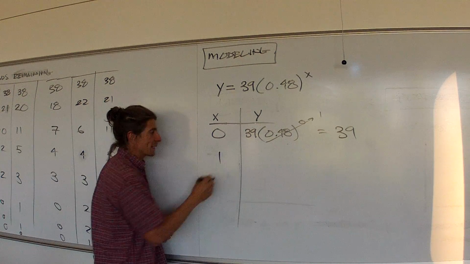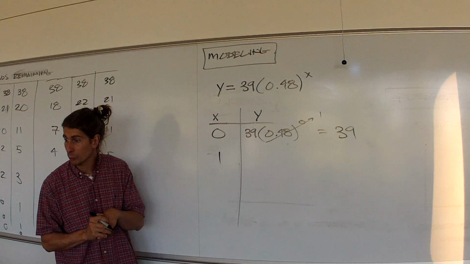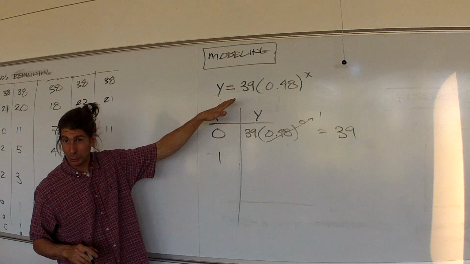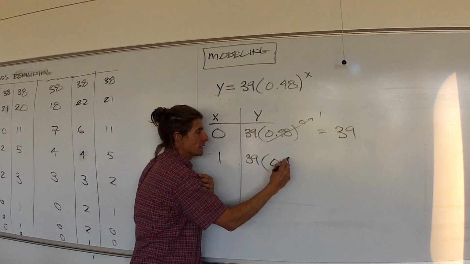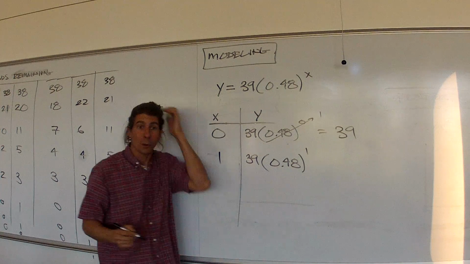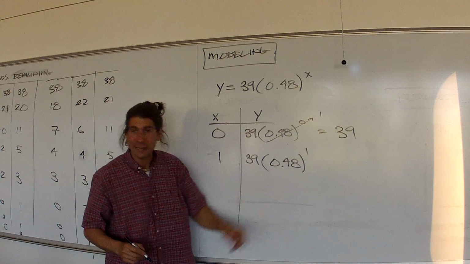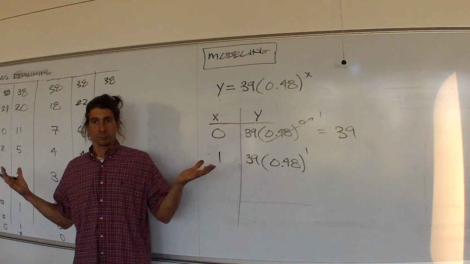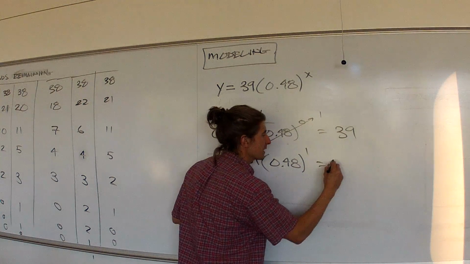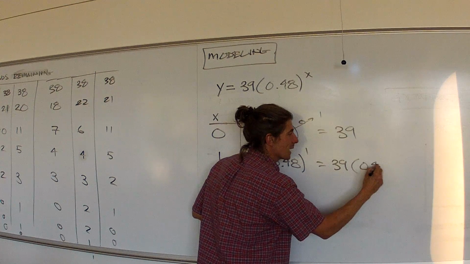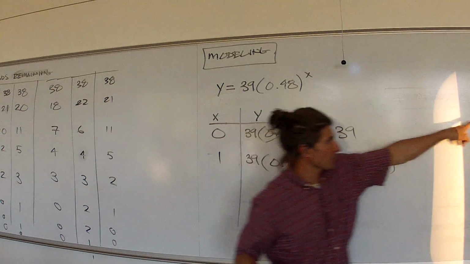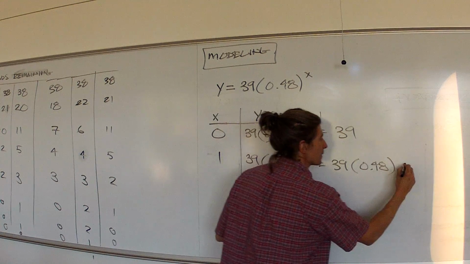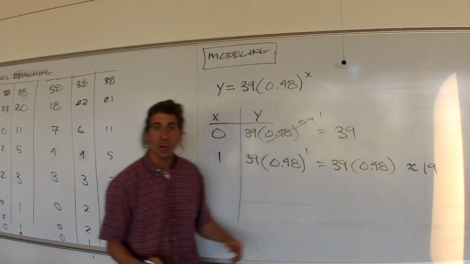How about when x equals 1? How many heads should remain? According to our model, it should be 39 times 0.48 to the first power. What's 0.48 to the first power? It's 0.48. So it's essentially 39 times 0.48, which is essentially half of 39. You can see it right here. He's calling that 18.7. I'm going to call that 19 just to round it off.